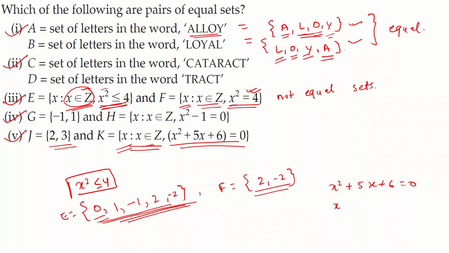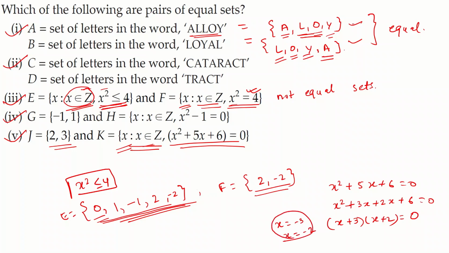So x square plus 3x plus 2x plus 6 is equal to 0. x plus 3 times x plus 2. So I'm doing a bit of step jump over here. I know you can do it. So the two values of x are x equal to minus 3 and x equal to minus 2. So these are the two values of x that satisfy this equality.